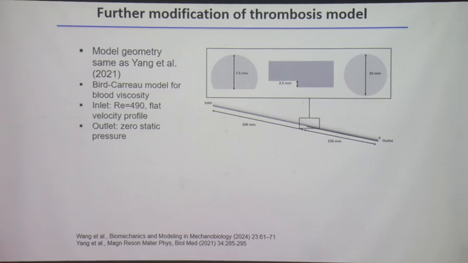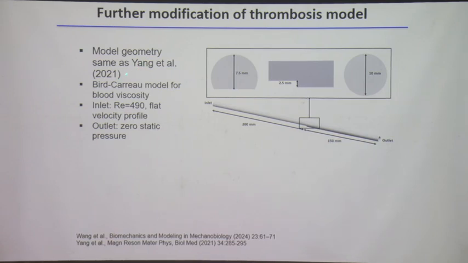So first, he validated the model. We're very fortunate that there is an experimental group, published by Yang et al. In this paper, the experimental group is based at Penn State University in the US. I visited them last year. They have very well established experimental facilities to measure thrombus formation and also thrombolysis as well.